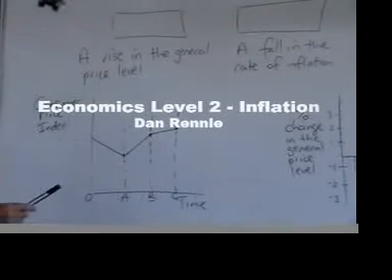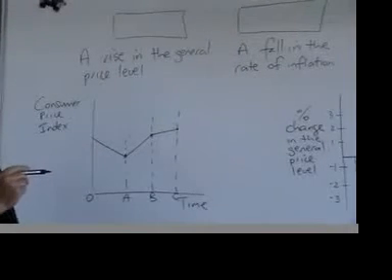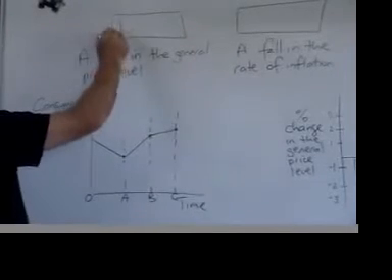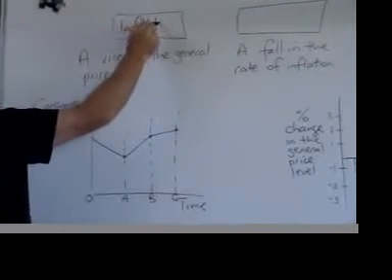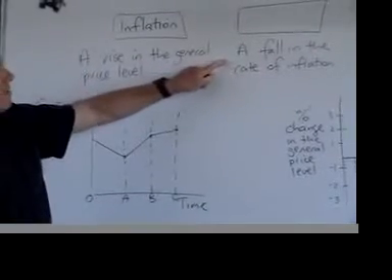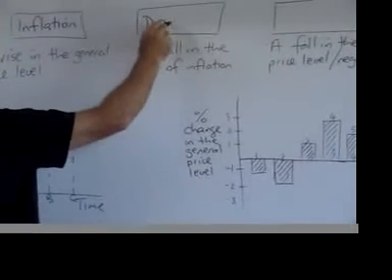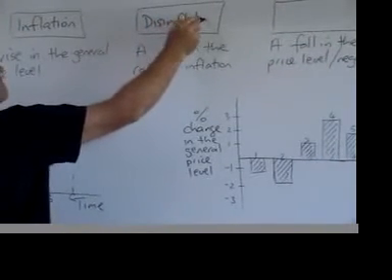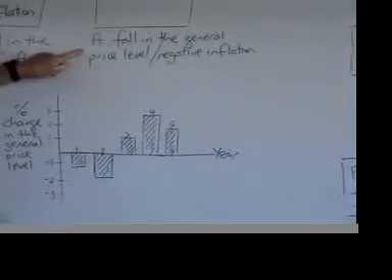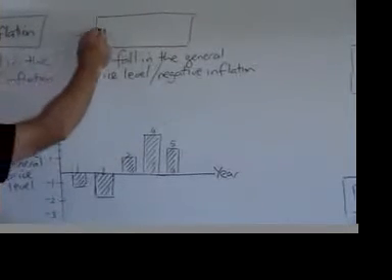Right, looking at the inflation topic, you're going to have to make a distinction between the different types of changes in the general price level. A rise in the general price level is called inflation. An increase in the price level but at a lower rate than before, a fall in the rate of inflation, is called disinflation. While an actual fall in the general price level, which gives you a negative figure, a negative inflation, is called deflation.